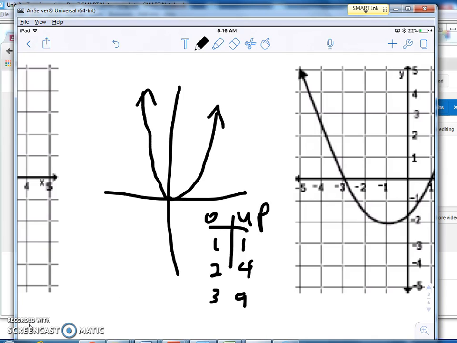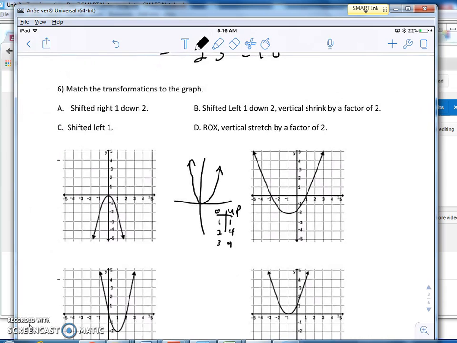Alright, let's zoom out and see what transformations we have. Transformation just means how is that changed. So when I look at this first one, I notice there's a reflection over the x-axis, and it does not appear to be 1, 1, 2, 4, so there seems to be some sort of vertical stretch.